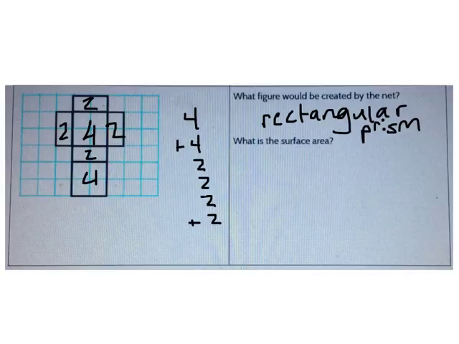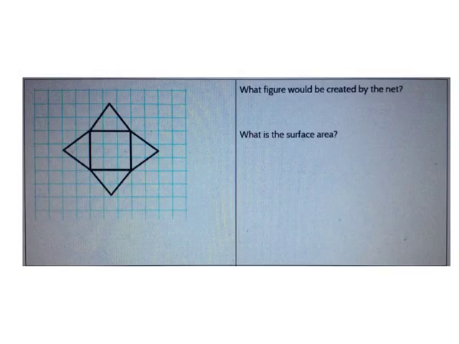Go ahead and do that now. What's the surface area? The surface area is 16 square units. Let's do another. What figure would be created by this net? It has a rectangular base and 4 triangular faces. This would create a rectangular pyramid.